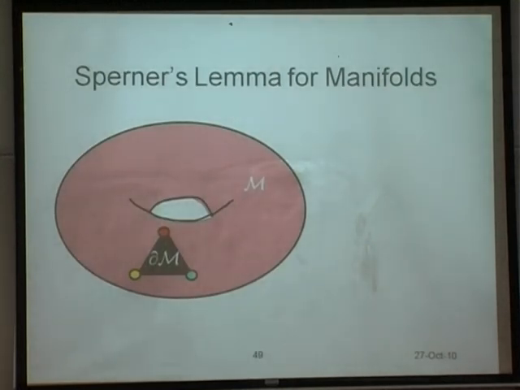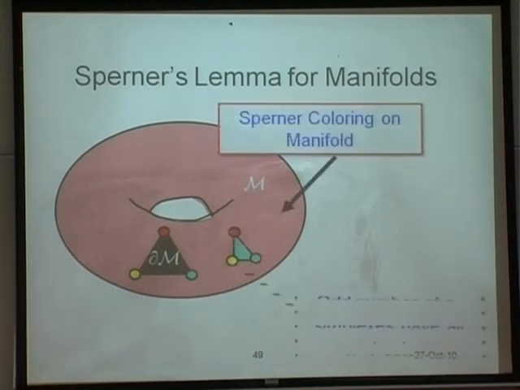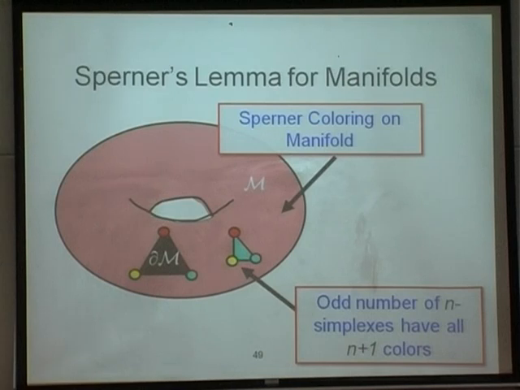Okay, so this is a statement of the theorem. So we have a manifold, a complex. It has a boundary, a non-empty boundary. It says that there's an odd number of n-simplexes that have all n+1 colors. So it's an obvious generalization of the picture that I showed you. Sometimes it's enough to take these classical theorems and use them as black boxes. But this one is a little bit instructive to go over the proof, because it's fairly straightforward.